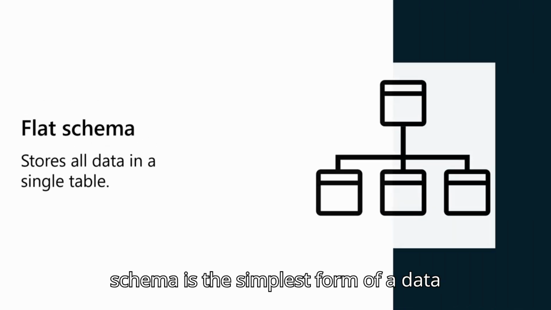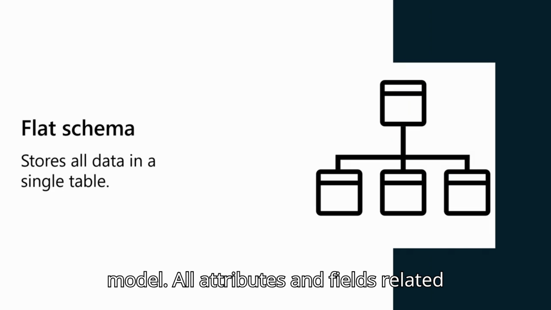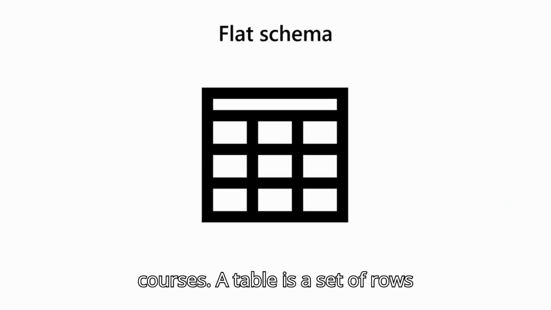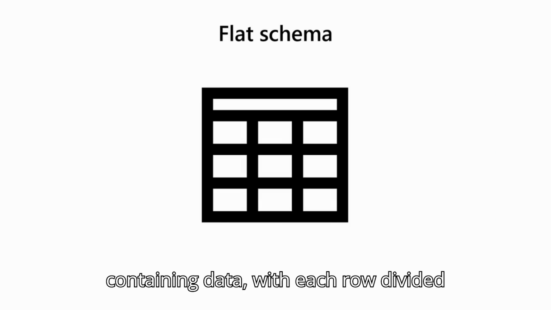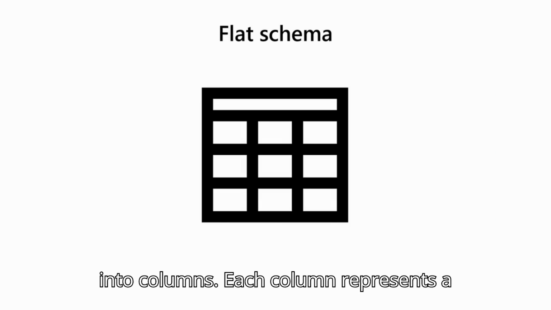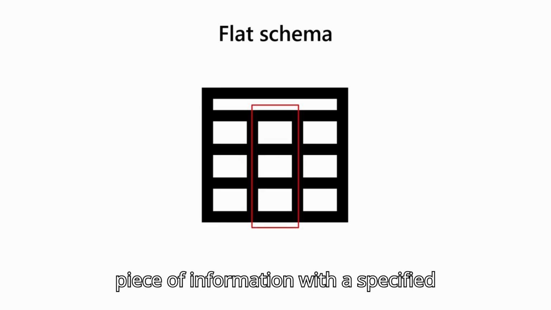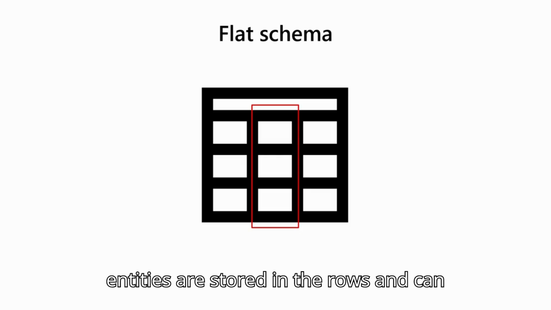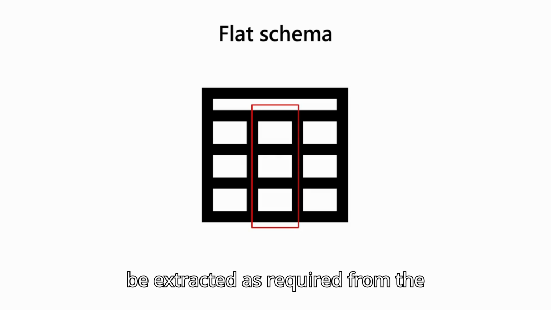A flat schema is the simplest form of a data model. All attributes and fields related to the entity are stored in a single table. As you discovered in earlier courses, a table is a set of rows containing data, with each row divided into columns. Each column represents a piece of information with a specified data type.